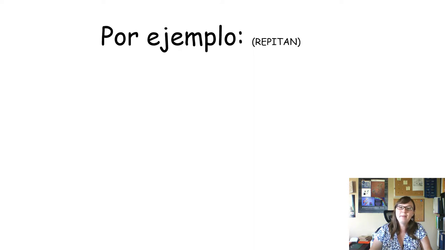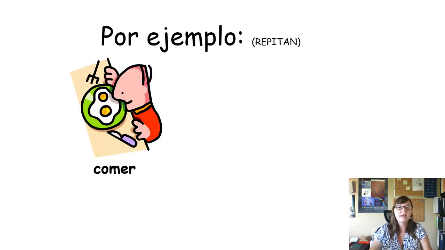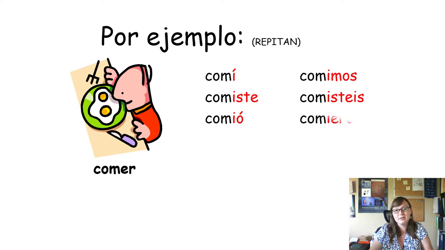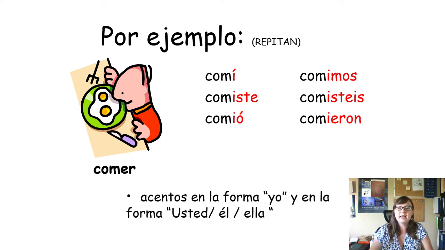All right. Por ejemplo, repitan. Repeat after me. Comer. Yo comí. Tú comiste. Él o ella comió. Comió. Do you hear the accent on the end? Comió. Nosotros comimos. Vosotros comisteis. Ellos o ustedes comieron, comieron. Notice again that comimos, the we form, is the same. Accents in the yo and the usted and ella.